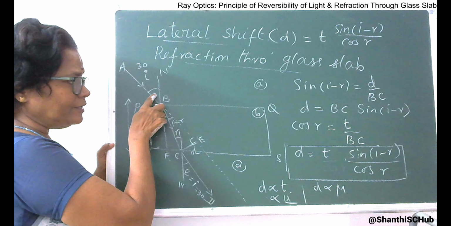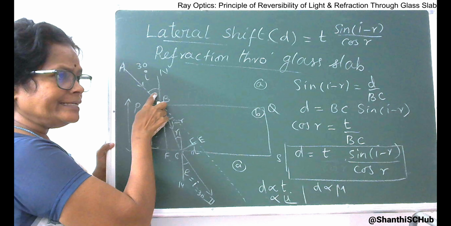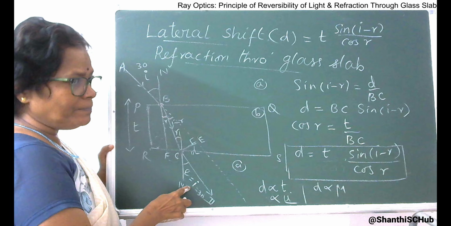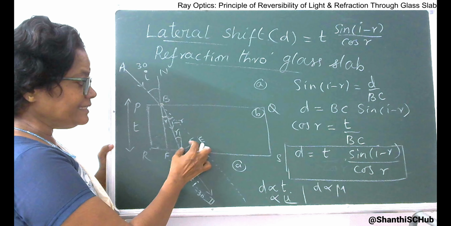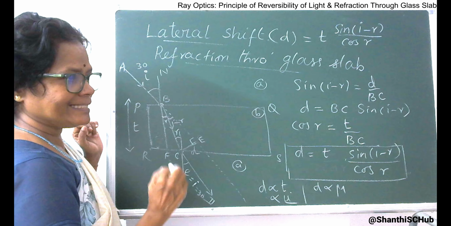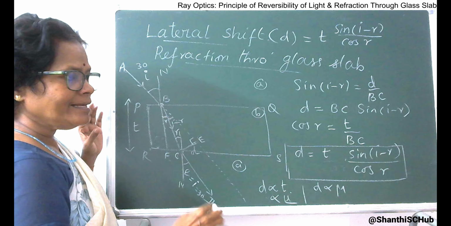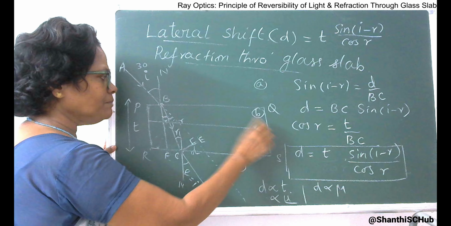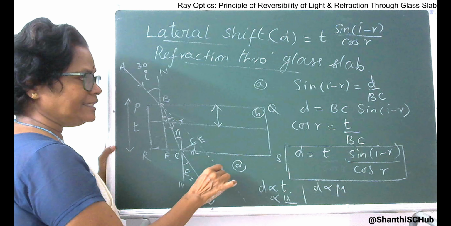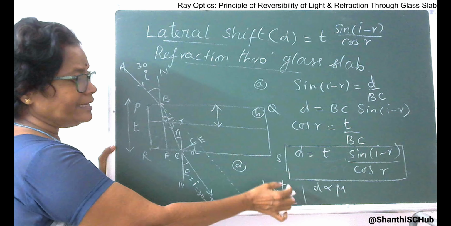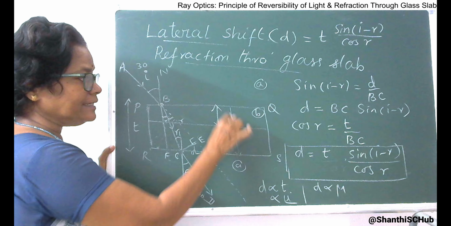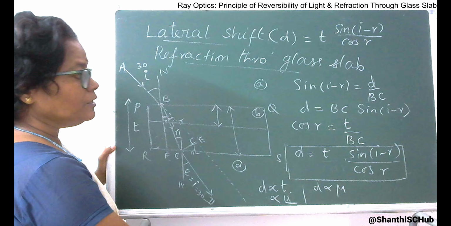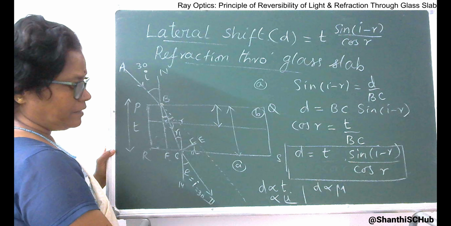If you increase the I value from 10 degree, 20 degree, 30 degree, 40 degree, the E value accordingly will become equal, but this D value will increase. As the I value increases, the lateral shift will increase. If I take this much thickness, the D value will be less. If this is this much thickness, the lateral shift is more. That is why you must remember these 3 points along with this formula.